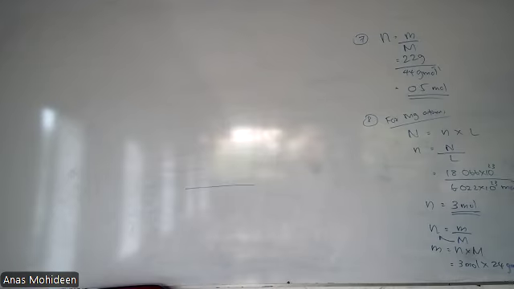sodium atoms. The question asks to find the atoms, right? Number of sodium atoms equals the formula, moles into Avogadro's number. How many moles of sodium atoms? 2 moles. So I'm writing 2 moles into 6.022 into 10 to the power 23. 2 into 6.022, multiplying this, we get 12.044 into 10 to the power 23.